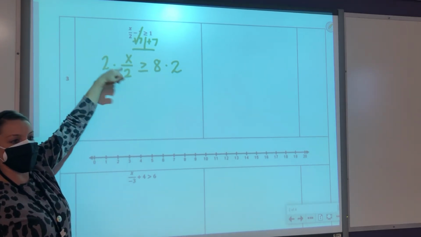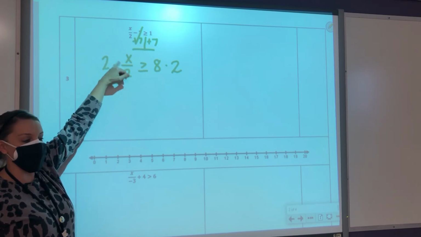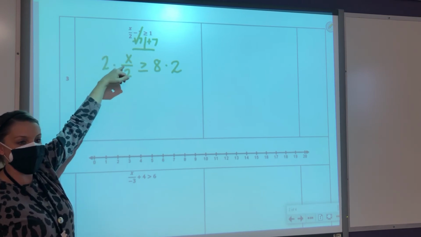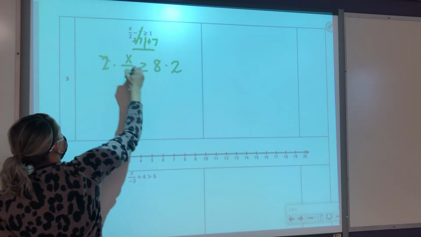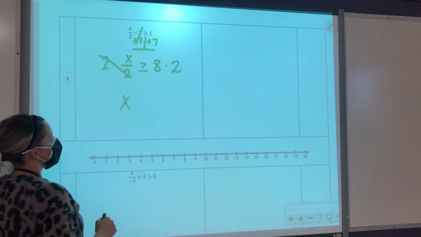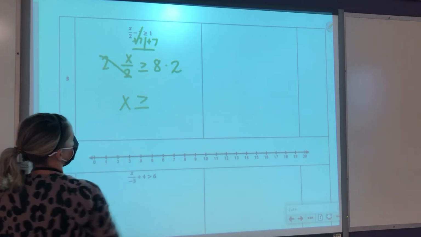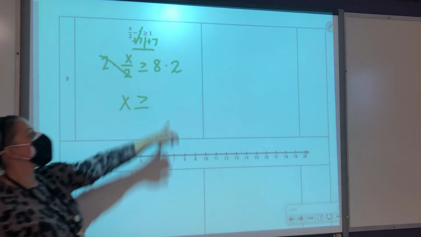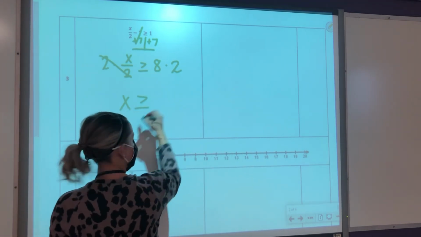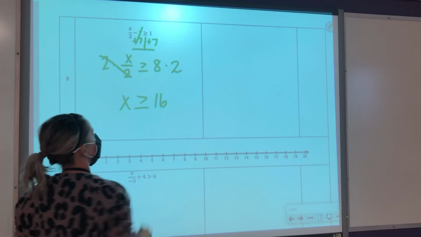Times 2, divide by 2. What are those? They're opposites, or inverse operations. So what happens to opposites? They cross out, and we're left with our variable. Bring down our inequality statement. And then 16, and then x times 2 is 16. Good.